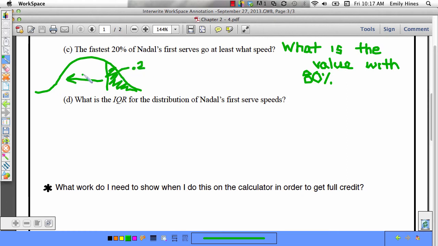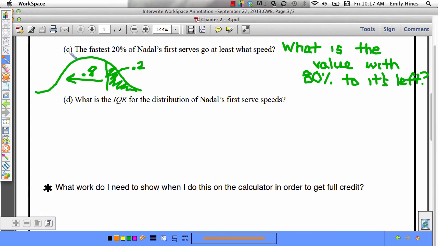So if this is 0.2, then all of this would be 0.8, with 80% to its left. Okay, so I've stated and drawn my picture. This was one of the backwards problems. I'm starting with an area and going back to a value.